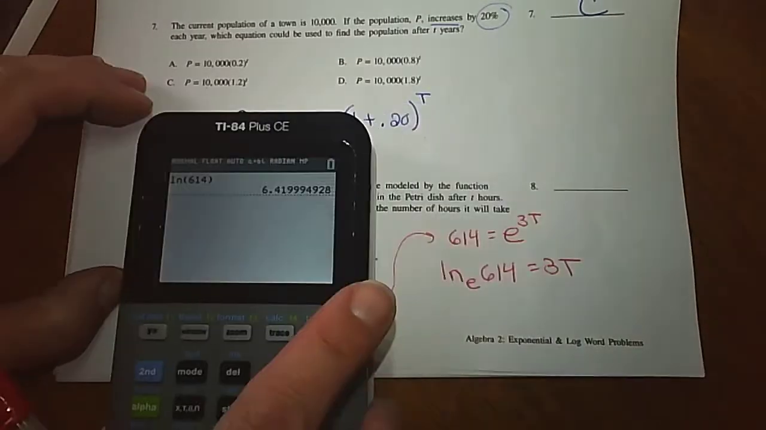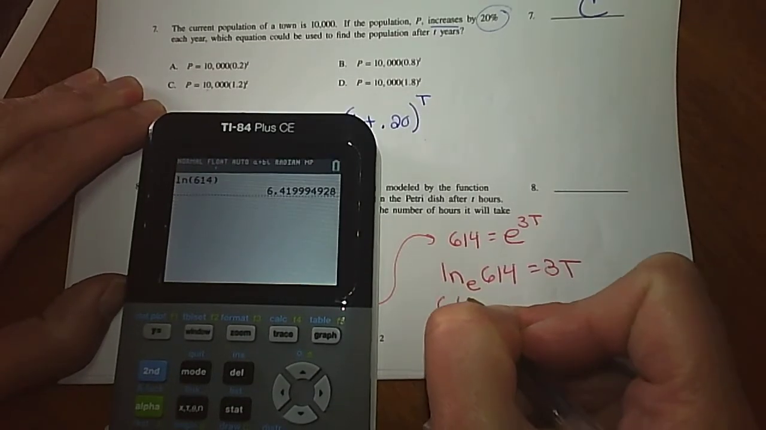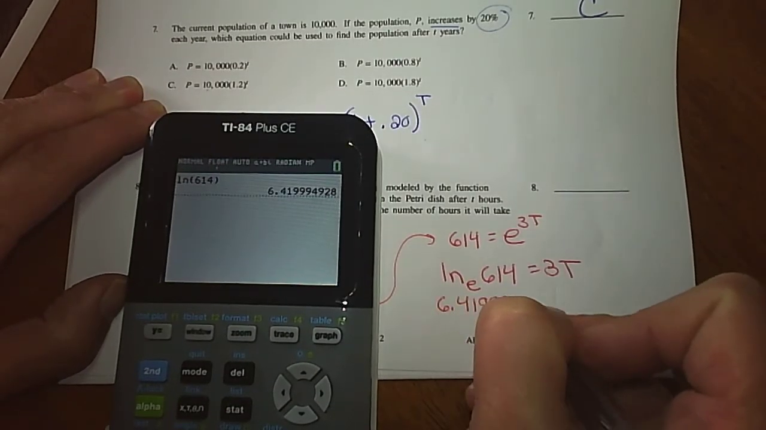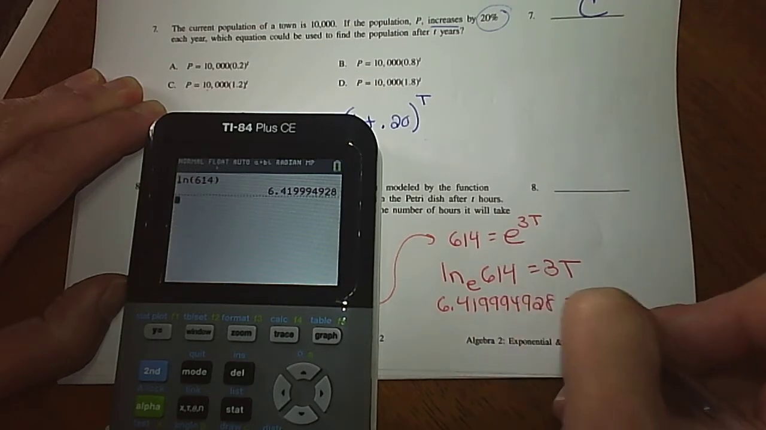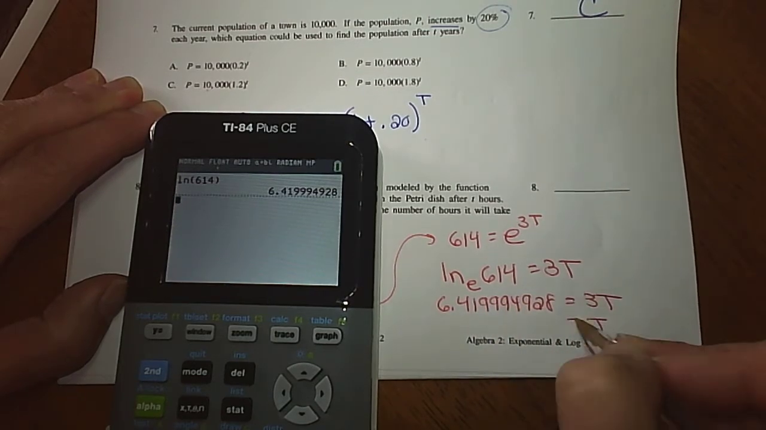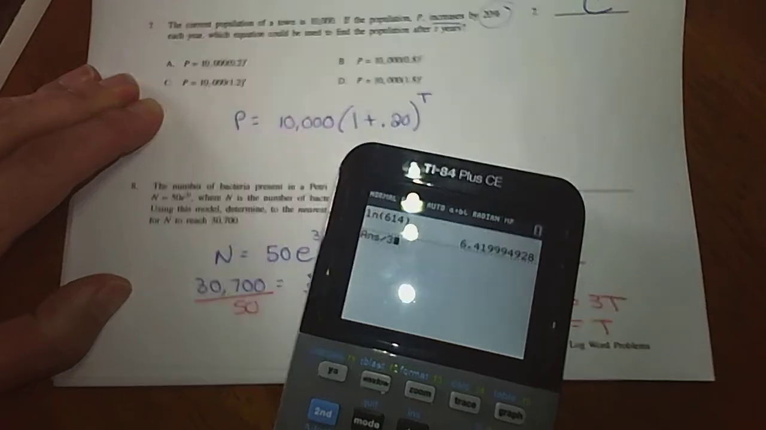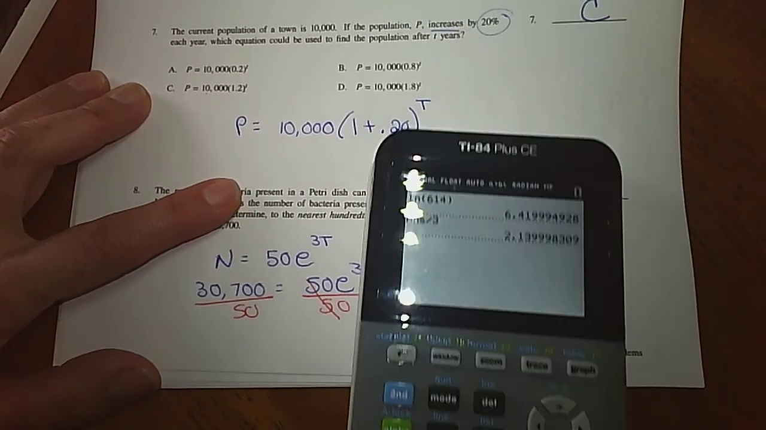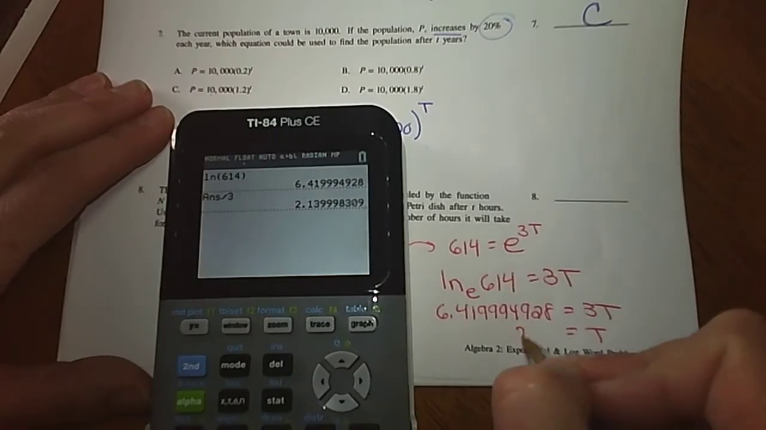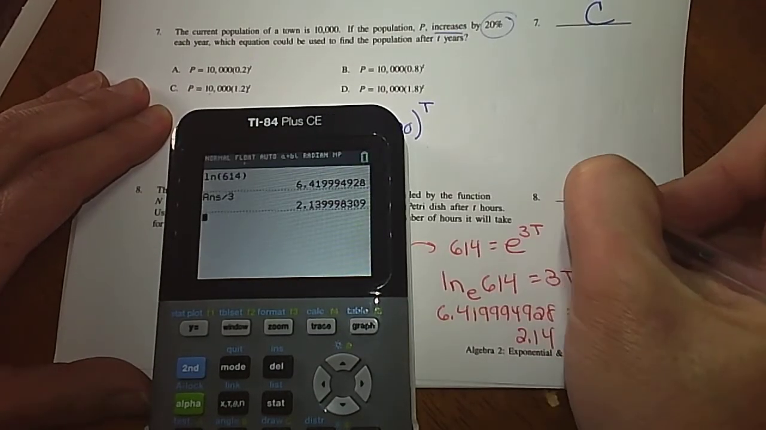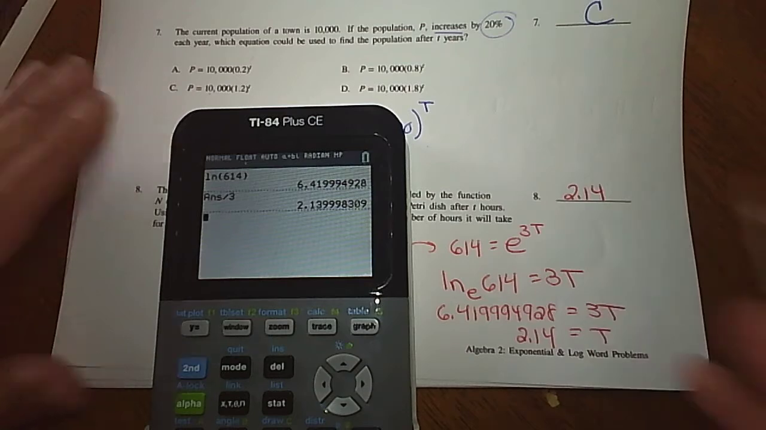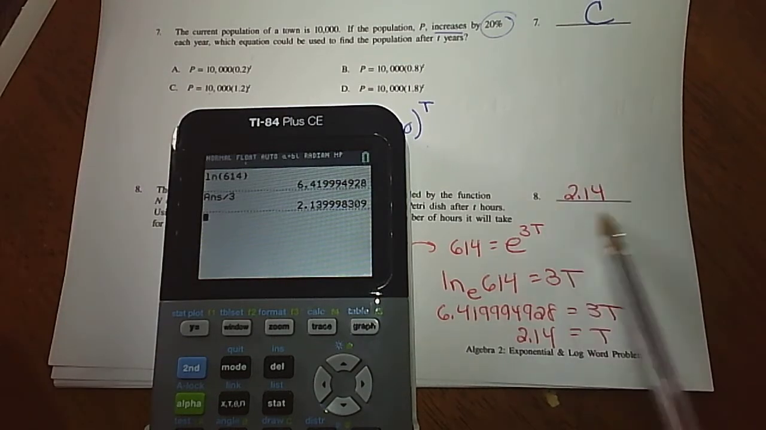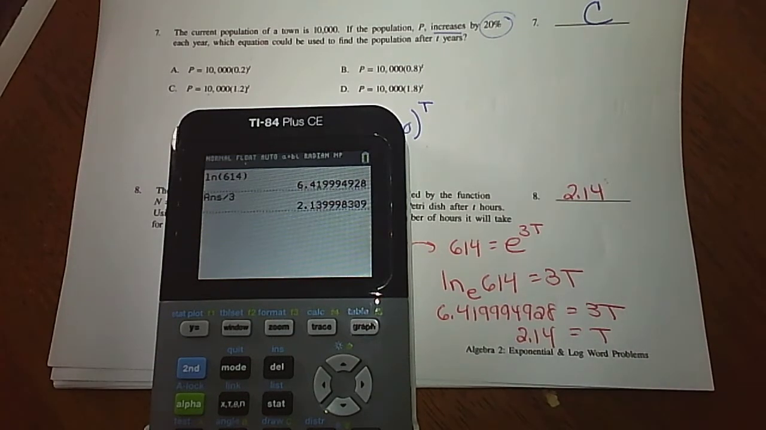And I'm getting that guy. So it's 6.419994928 equals 3t. And then I'm going to take that and divide by 3. And this time I want to round to the nearest hundredth, so 2 decimal places, so 2.14. All right. Now remember, when you're entering into the computer program, you only have to put the number. Don't put x equals or it marks you wrong. So that should have been the answer to number 8.